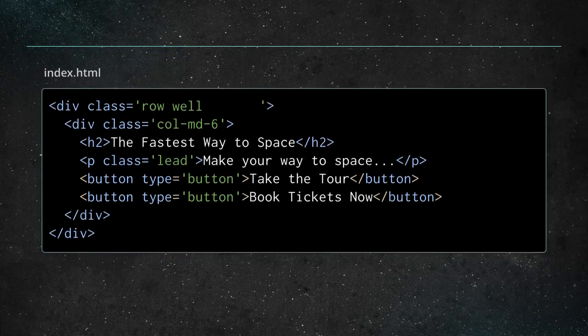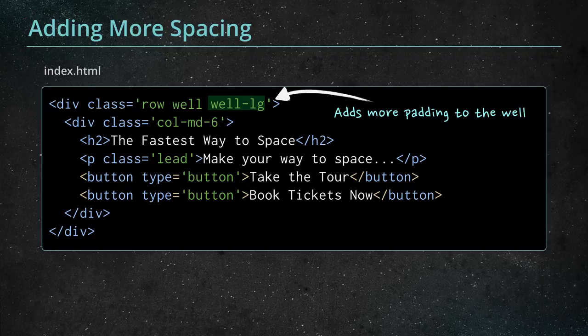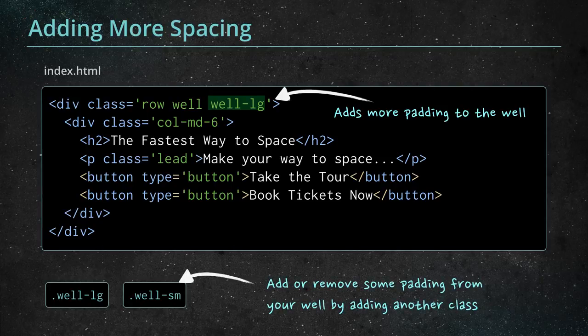To make it stand out even more, we could specify a bit more padding within the element by adding a well-lg class to it. The only thing this will do is add a touch more padding within our element to make it slightly larger. Since this is our main focus of the page, using this well-lg class makes a lot of sense here. Similarly, if part of our page needed a little bit less padding, we could use the well-sm class to decrease the amount of padding around the well.